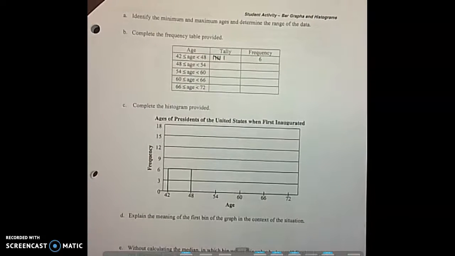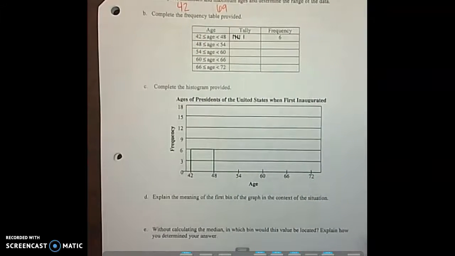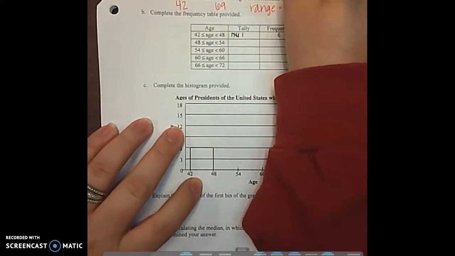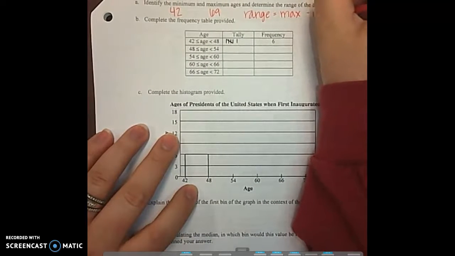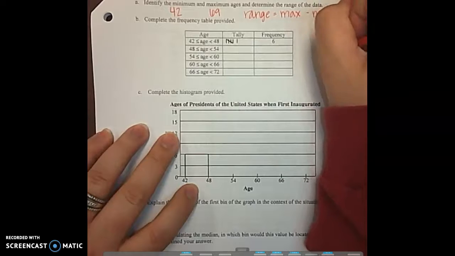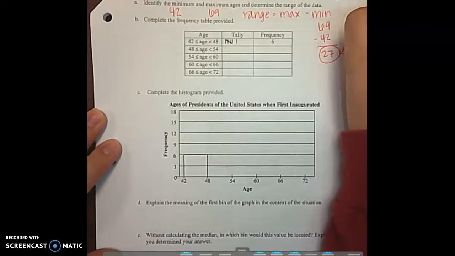So A says identify the minimum and maximum ages and determine the range of the data. All right, so the minimum age based off the data here is going to be 42. That's the minimum. And the maximum age is 69. So the way that we're going to find range equals the maximum minus the minimum. So we're going to say 69 minus 42, and we get 27. So 27 is our range.